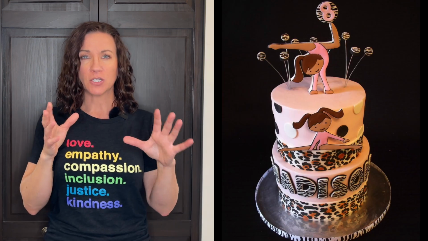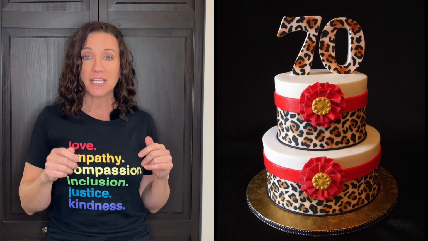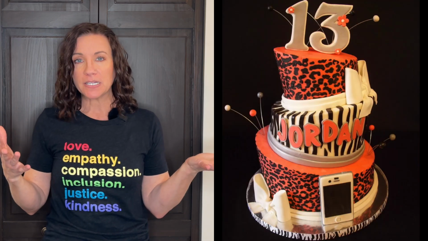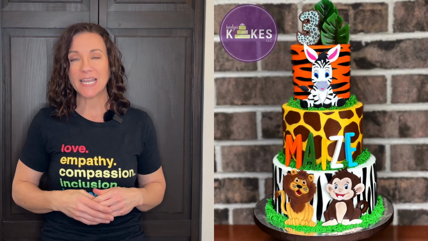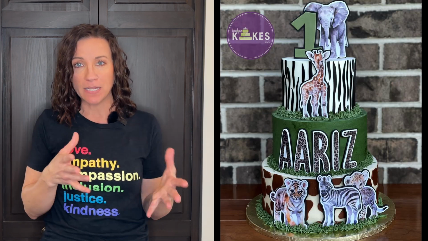Leopard print can be a little challenging, but I learned how to do a little bit of airbrushing to make it look more authentic. And then there's some cakes that have both zebra and leopard. Those animal prints were huge in the early 2000s. And I still do it nowadays, but it's really for cakes that are animal themed rather than just having the print on the cake.